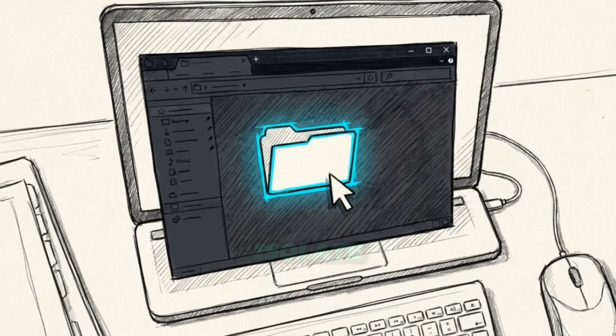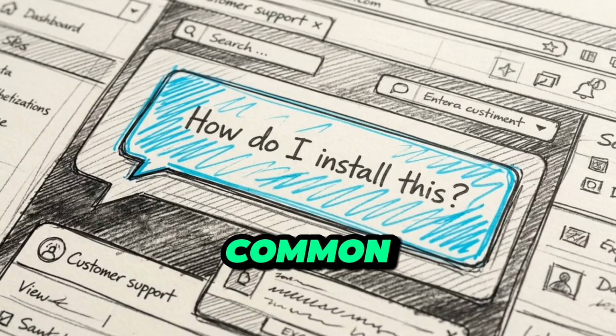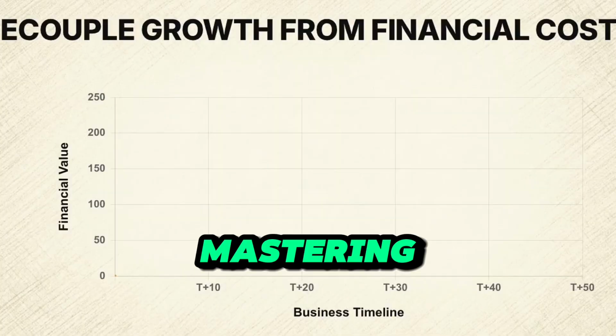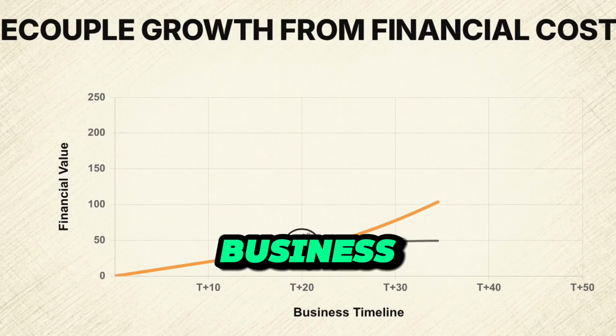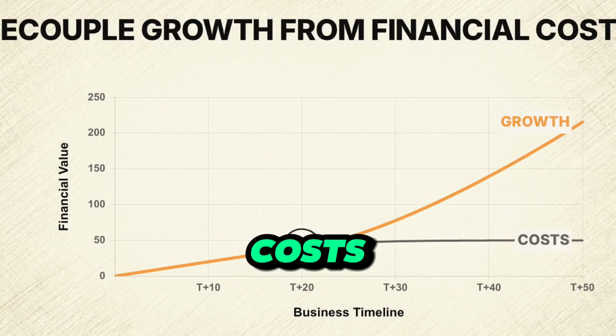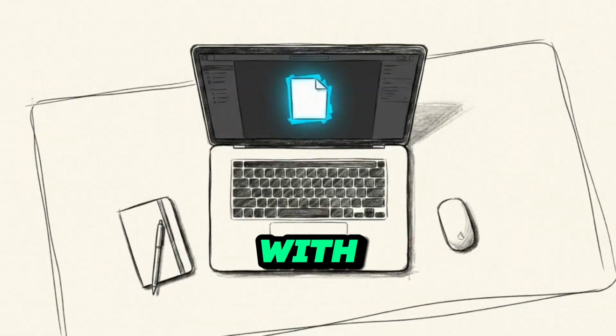Open your files and isolate exactly one raw asset. Choose a recent customer review, a product photograph, or a common customer support question. Mastering this specific extraction process is how you decouple your business growth from your financial costs. You learn to maximize the return on what you already hold. With your workspace open, put that chosen anchor asset front and center on your screen.